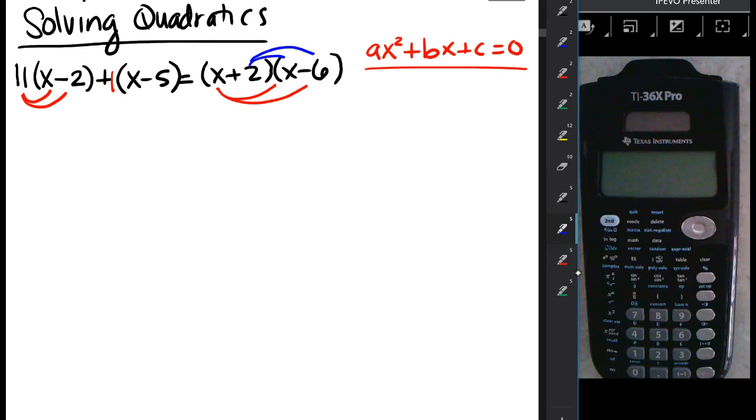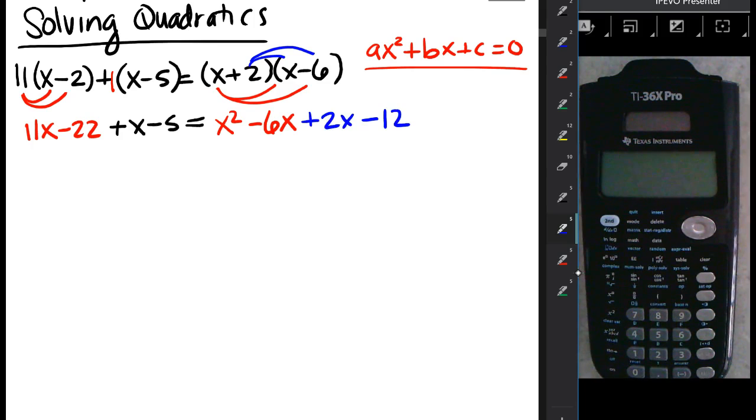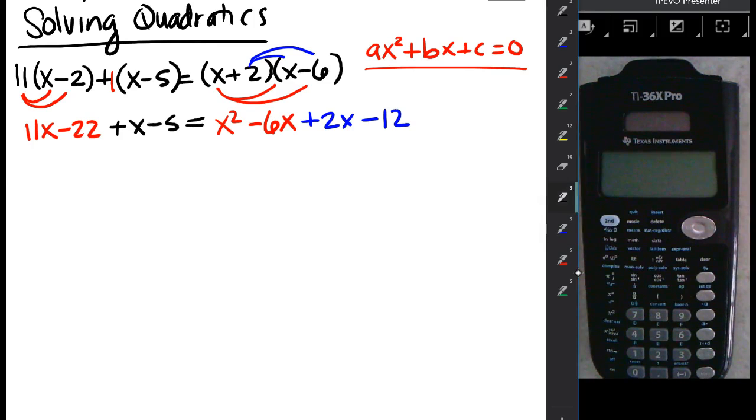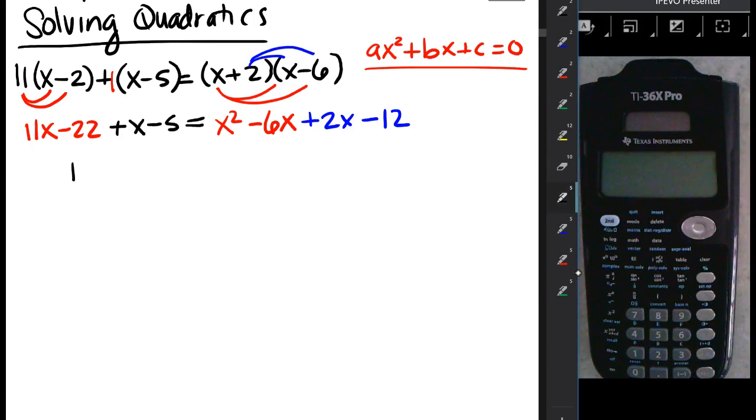squared. So if we work through this, we have 11x minus 22. I'm going to go ahead and drop the parentheses since it's not really doing anything for us in that second binomial. And then this is all equal to, we got x squared minus 6x plus 2x minus 12. Might as well combine our like terms on both sides before we go set aside equal to 0. So it looks like we have 12x minus 27 on the left-hand side and x squared minus 4x minus 12 on the right.